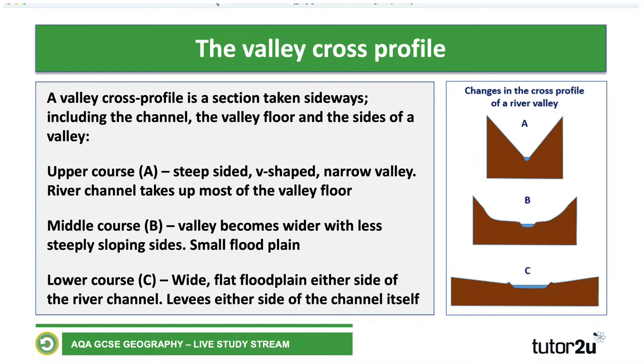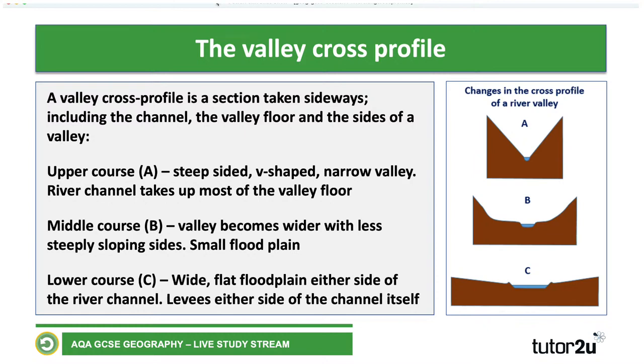Then we can see in the middle course, we've got a much wider valley. It begins to broaden out from Valley A. It's got less steep sides. The river channel sits on a much flatter floodplain on the valley floor, as you can see there. So when it does flood, it will flood that small area either side of the river channel.